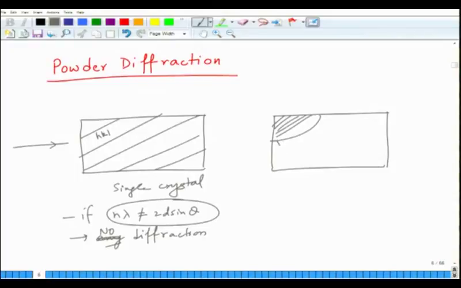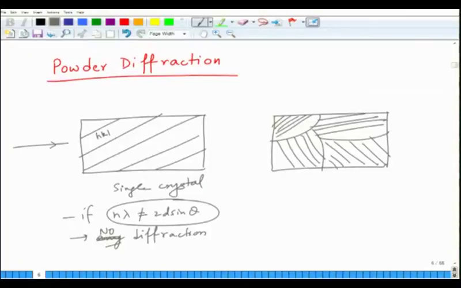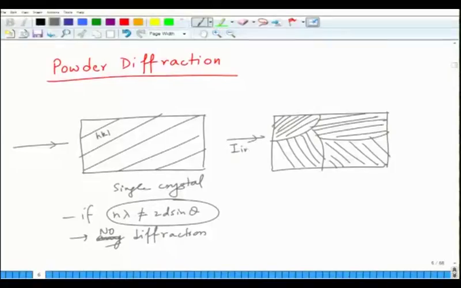Now, in case of a powder sample, in a certain region you will have HKL like this, but in the other region your HKL will be like this. In another region your HKL could be like this. In the other region your HKL could be like this. So, you have multiple possibilities, millions of possibilities of orientation. So, when the beam comes, it will always find a set of planes which will satisfy Bragg's law with respect to the I in.